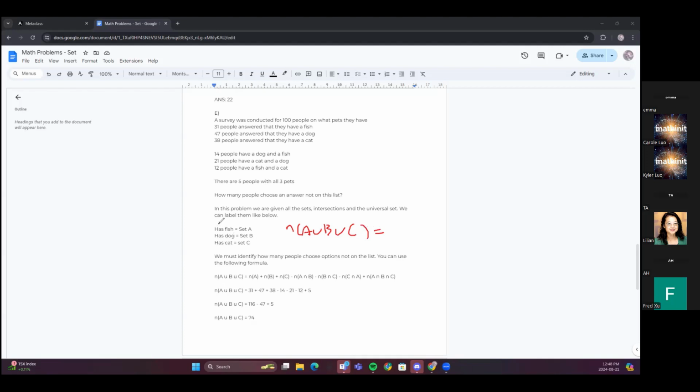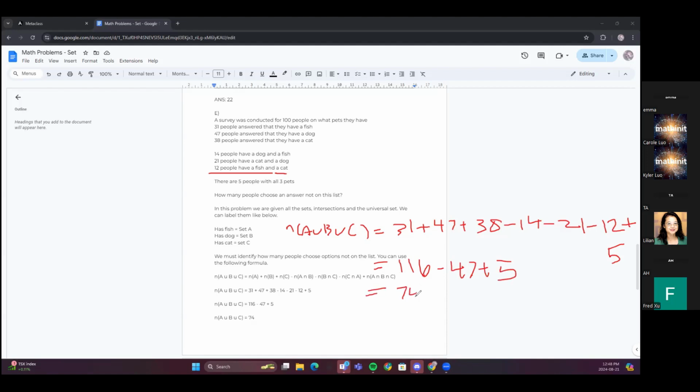We can have the amount of people who have fish as set A, the amount of people who have a dog as set B, and the amount of people who have a cat as set C. And then we can subtract all the intersections as listed here. We'll add the A intersect B intersect C, which is 5. And then we can simplify it into this, which is equal to 74.